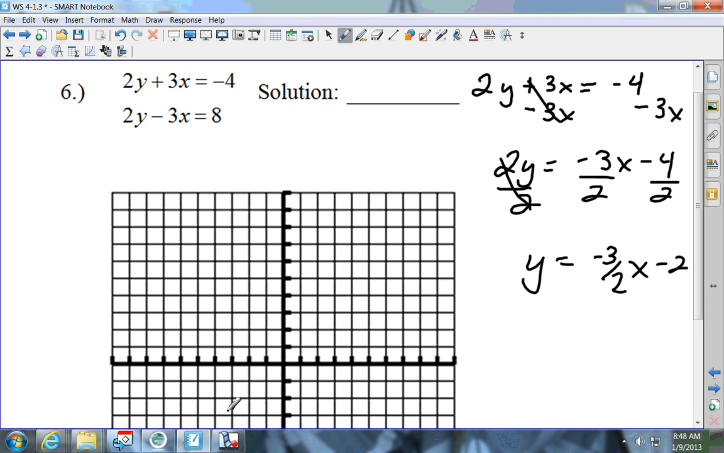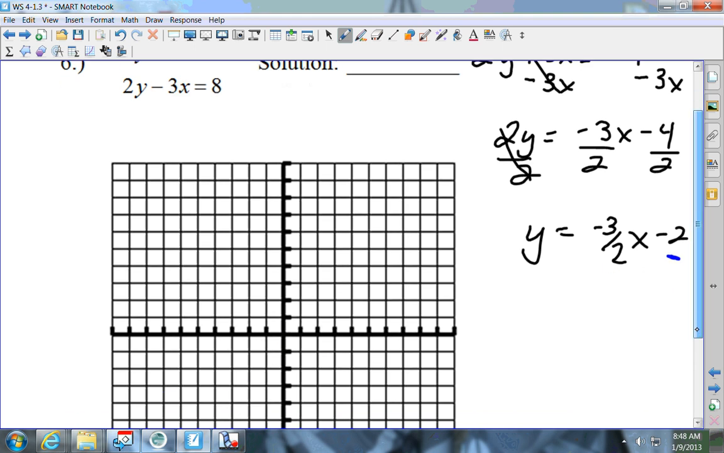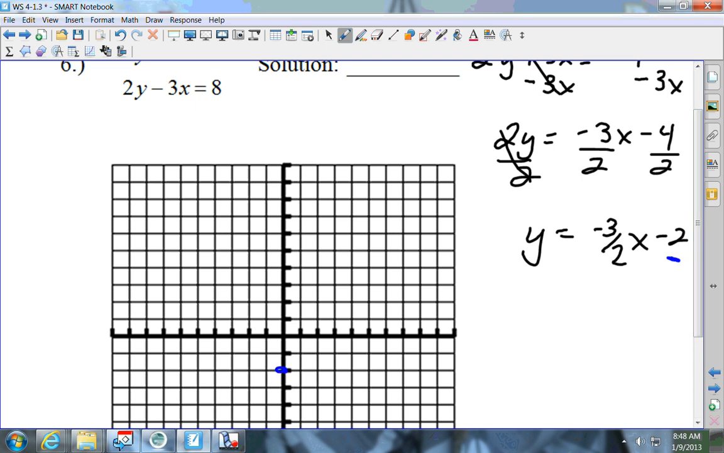Okay, well, let's graph this one. I've got -2 as my y-intercept. So I start down here at -2. My slope tells me to go down 3 and to the right 2. Down 1, 2, 3 to the right 2. I can also go backwards and go up 1, 2, 3 to the left 2. I'm going to draw my line to connect my dots.